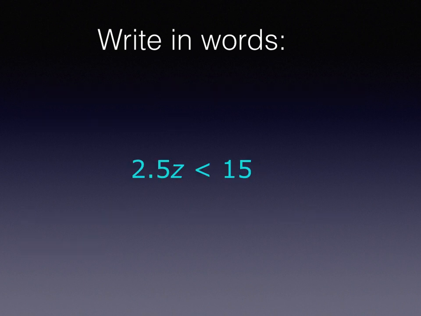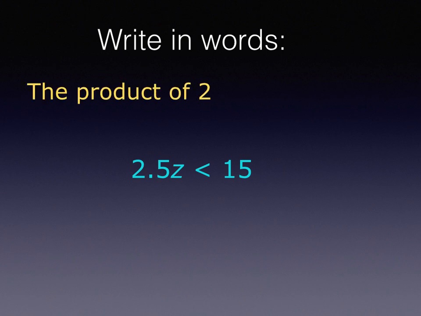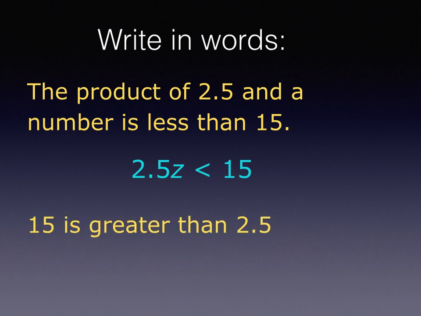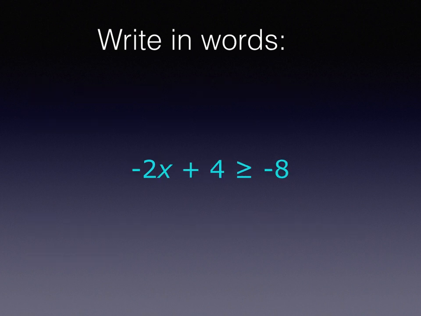Here's another example. We could say the product of 2.5 and a number is less than 15. Or reading it from right to left, we could say 15 is greater than 2.5 times a number. Here's another example.